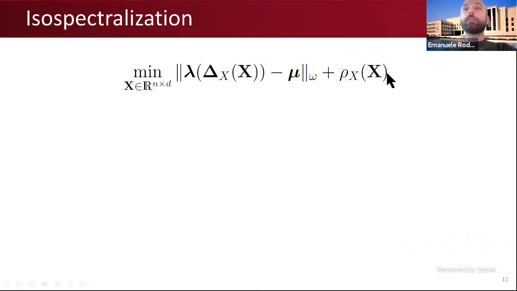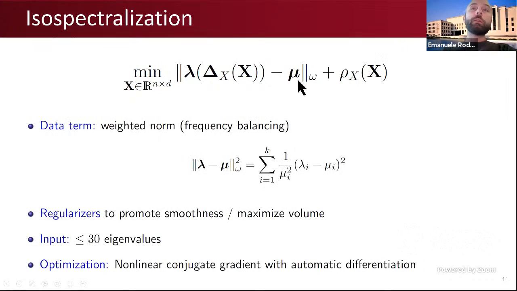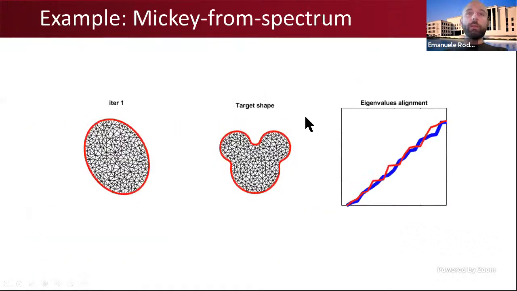We handcrafted some priors, for example, a smoothness prior. We handcrafted the norm, like some rebalanced L2 distance between the spectra. We did some computational tricks, nothing crazy. And then we solved this problem using some nonlinear conjugate gradient. So very, very straightforward optimization. And that surprisingly worked very well. Okay, so I'm going to show you a small video.